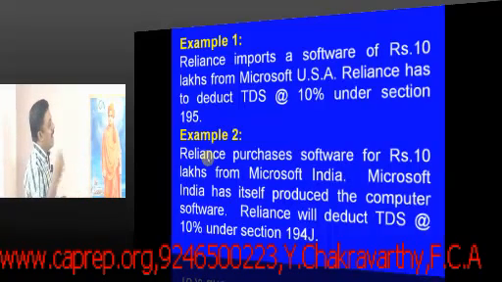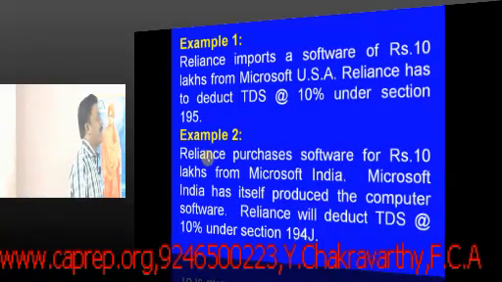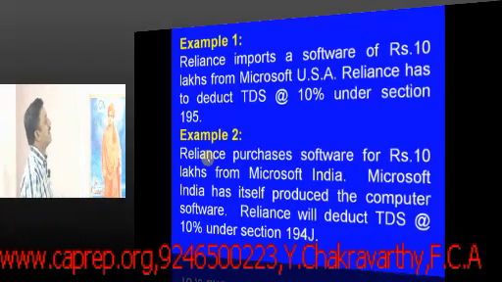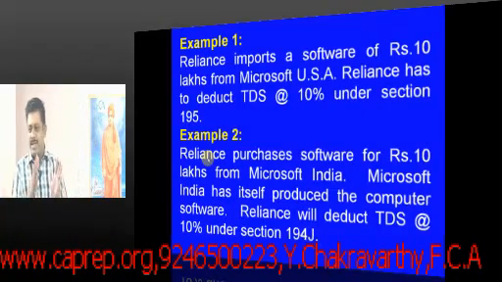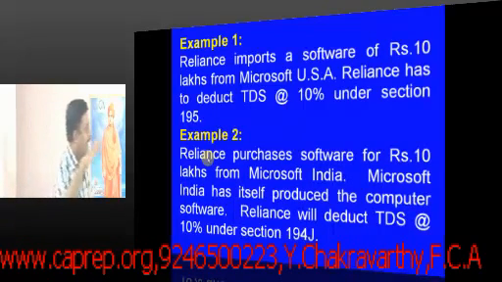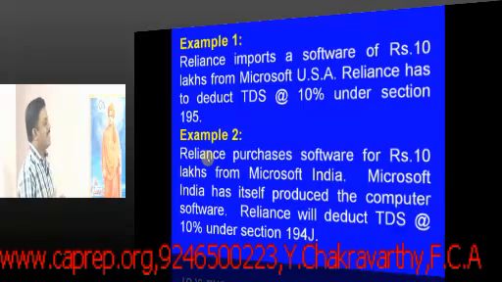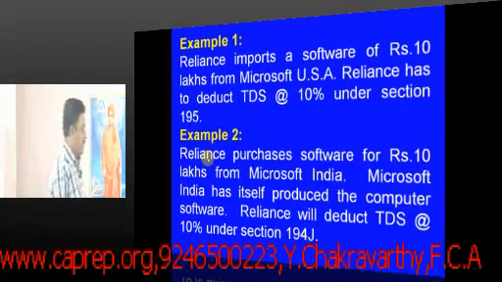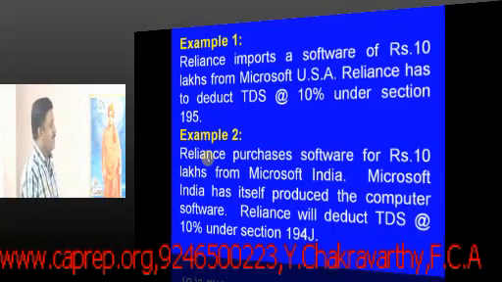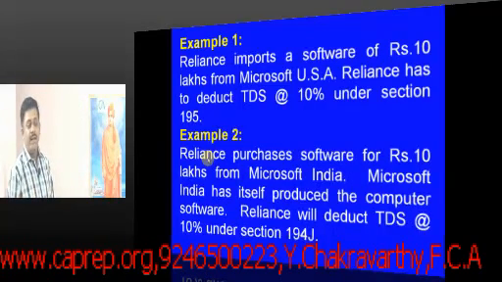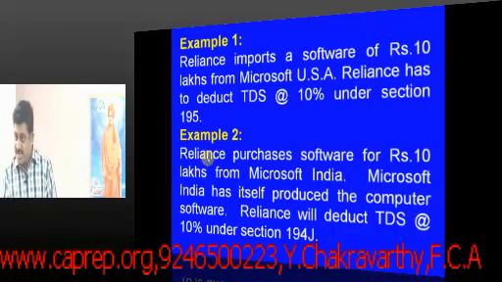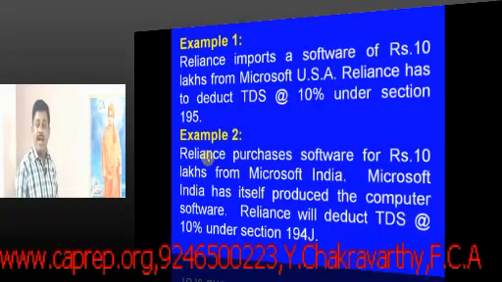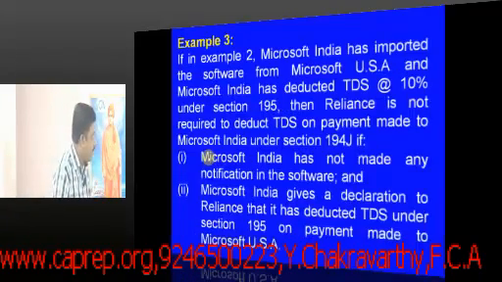Look at this: Reliance imports a software of rupees 10 lakhs from Microsoft USA. Reliance has to deduct the TDS at the rate of 10% under section 195. So it is Reliance in India purchasing from Microsoft, so definitely it gets covered by section 195. Now in example 2, Reliance purchases a software for rupees 10 lakhs from Microsoft India. Microsoft India has itself produced the computer software. Then we are only purchasing from a resident in India. Then this payment will be subjected to the TDS, but under which section? Not under section 195, but under section 194J.